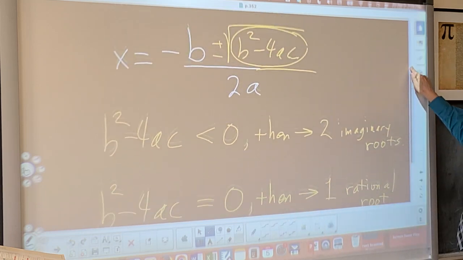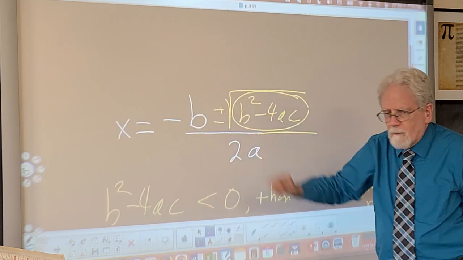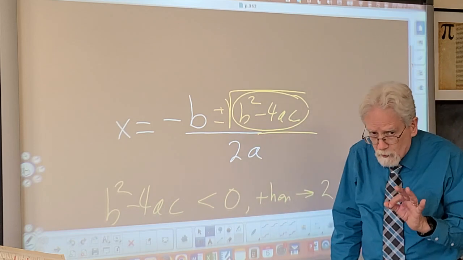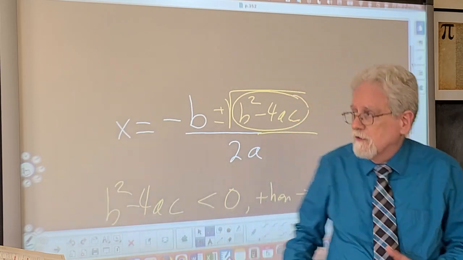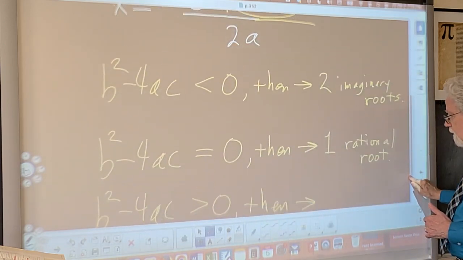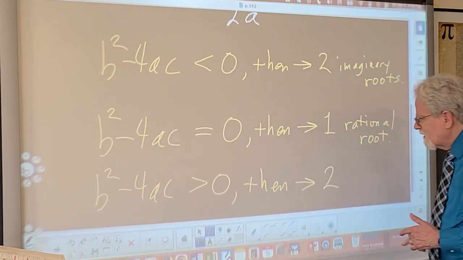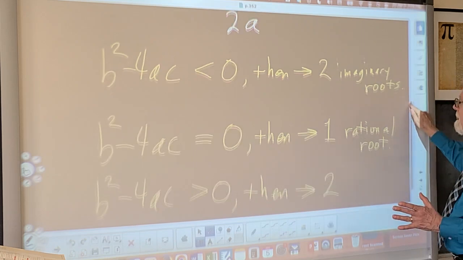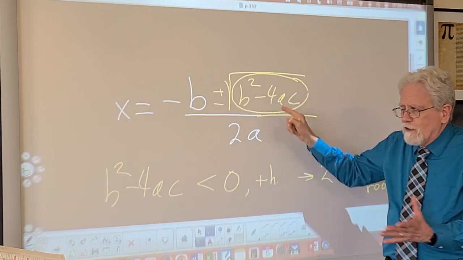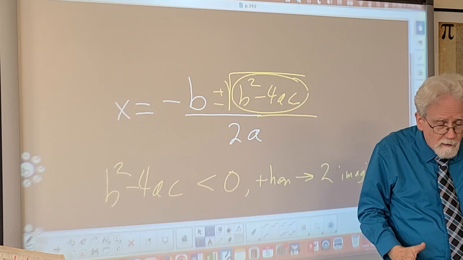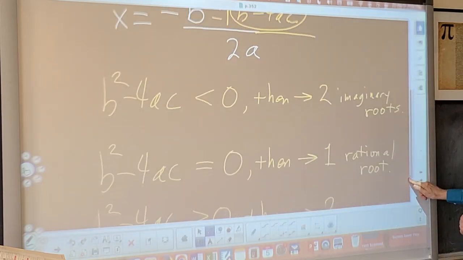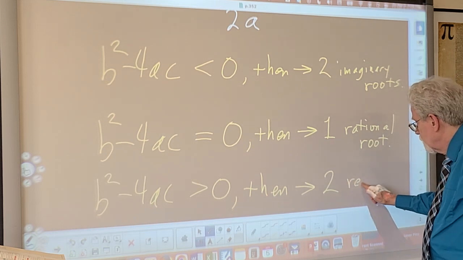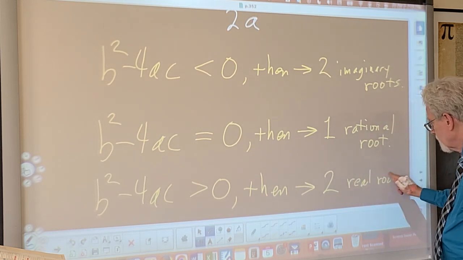If it's positive, then what happens? Well, if this is positive, you're going to be stuck with the plus or minus, so you're going to get how many roots? Yeah, the positive and the negative. You're going to get 2. And what kind will they be? Well, if this is positive, they certainly are not going to be imaginary. They will be real. You're going to get 2 real roots.